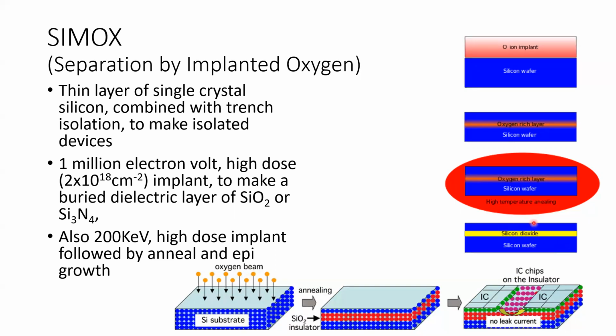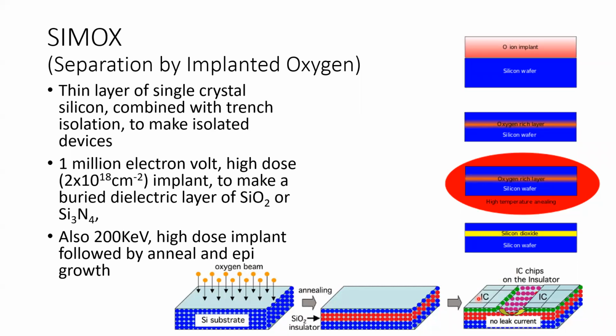And then we have this SOI, silicon on insulator. Here it shows another 3D picture. Oxygen ions, high energy, high dose, are implanted into the silicon substrate, and then annealing forms a silicon dioxide insulator, and then we can make the device. So there will be no leakage current between devices. This is CMOS. So this is isolation.